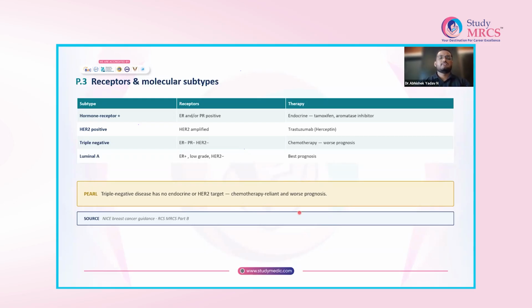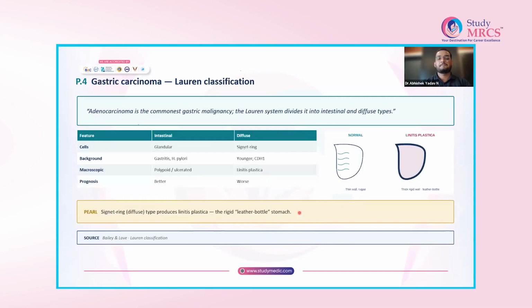Now always remember, when you have a triple negative tumor of the breast, they have a high chance of going for the worst prognosis, okay, because they rely only on chemotherapy, because they respond neither to tamoxifen hormones nor to receptor drugs. With this background of the breast carcinoma, we have to talk about the gastric carcinomas.